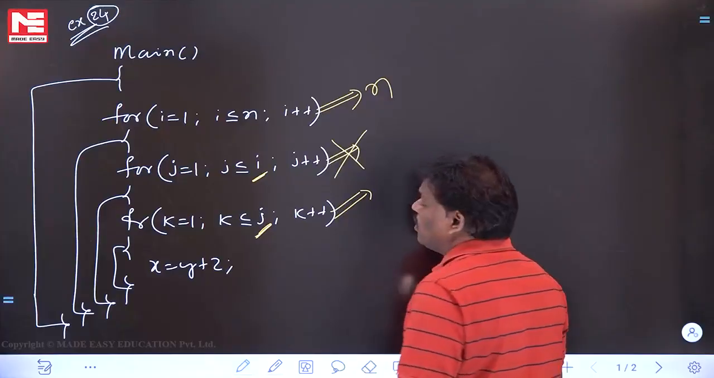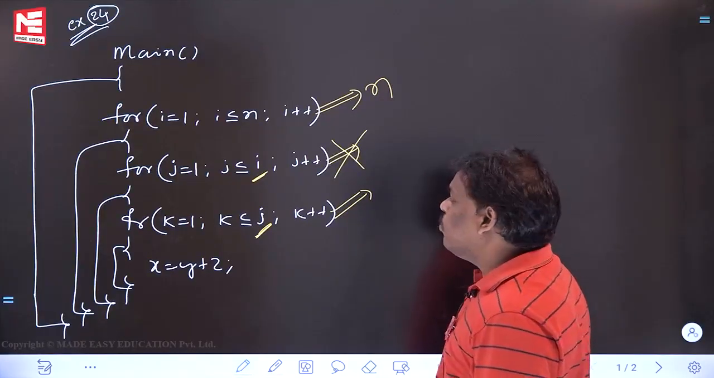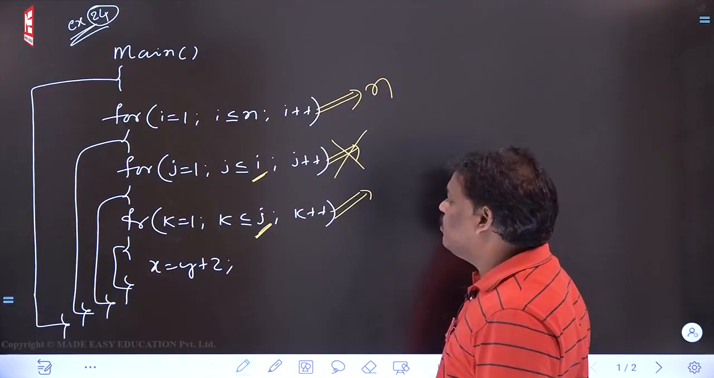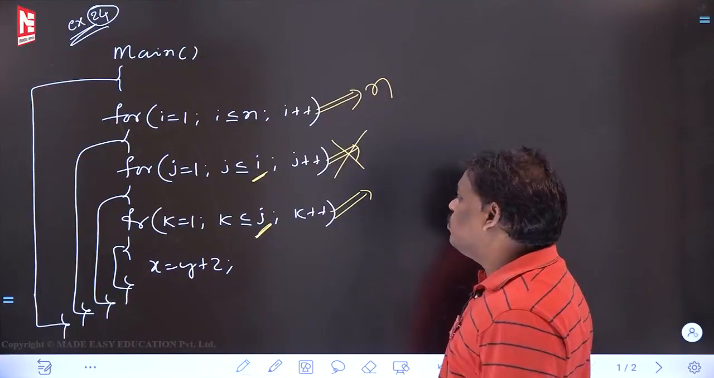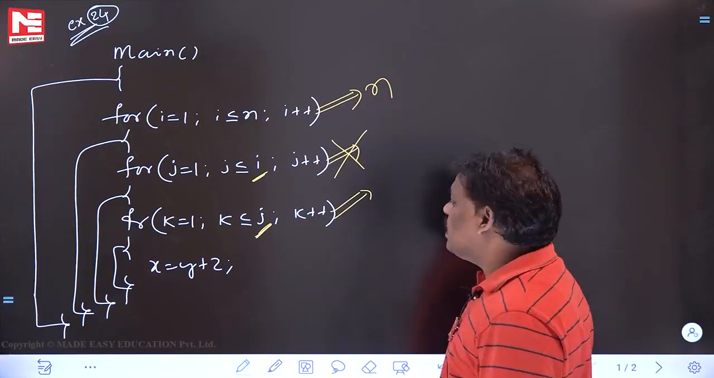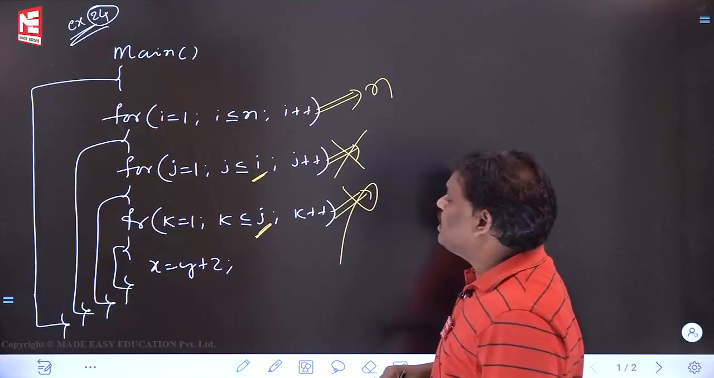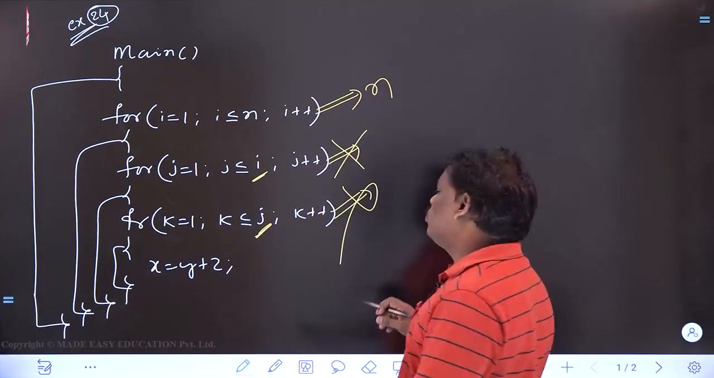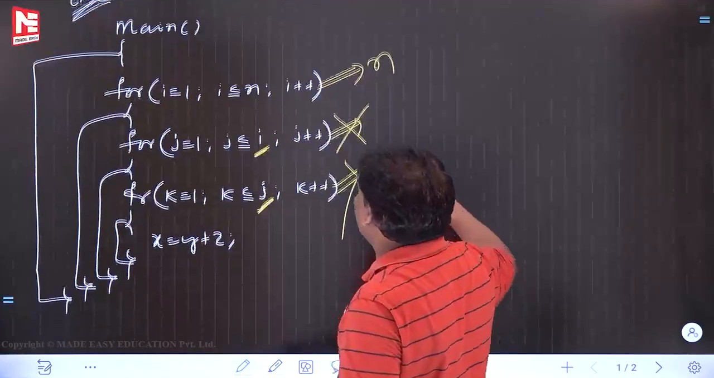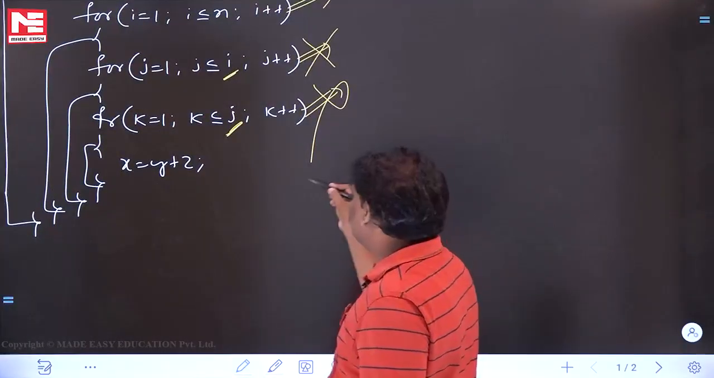I asked the K loop, how many times are you? K loop is saying that whatever the J value is at this point of time, it is based on that. If J value is 5, K loop is 5 times. If J value is 10, K loop is 10 times. So there is a dependency in the inner loops. You know very well how to do that. Just do it manually to see what is going on, afterwards you will get the clarity.